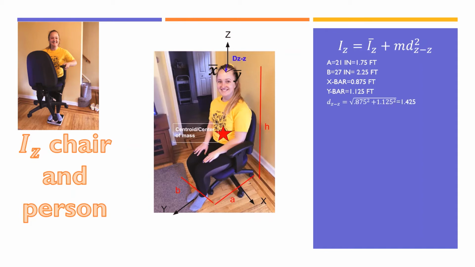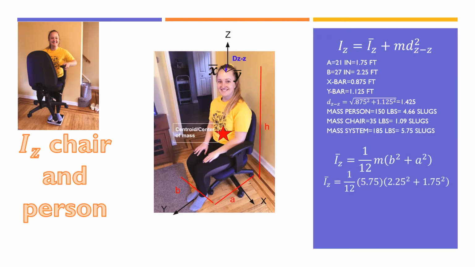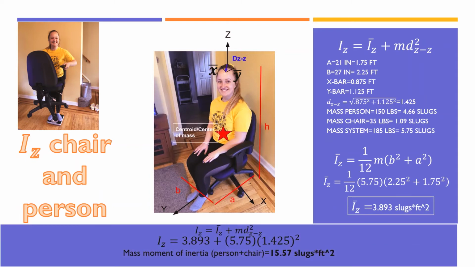Additionally, since we are using the English unit system, the masses of the system need to be divided by g, or 32.2, in order to convert to slugs. Plugging numbers into the equation, the mass moment of inertia about the z-axis, knowing that dzz equals 1.425, the mass moment of inertia is 3.893 slugs feet squared. Then applying the parallel axis theorem, the mass moment of inertia of the person-chair system is found to be 15.57 slug feet squared.